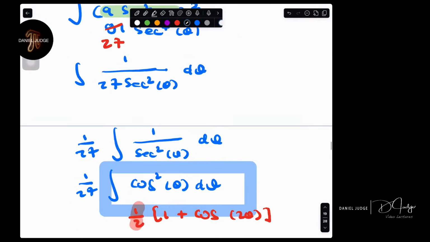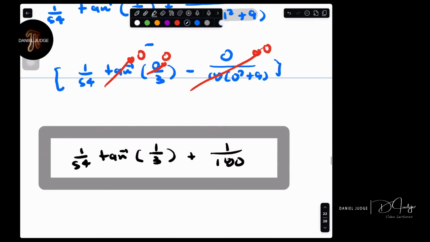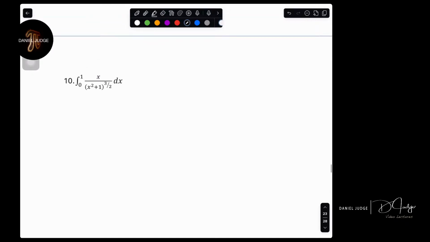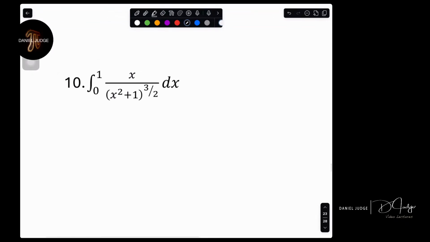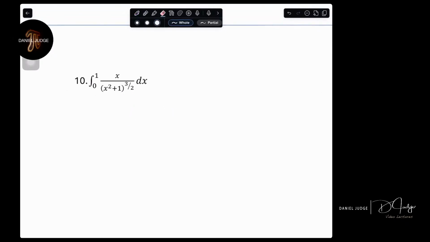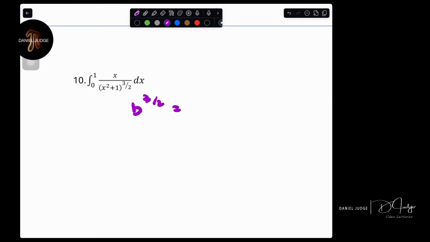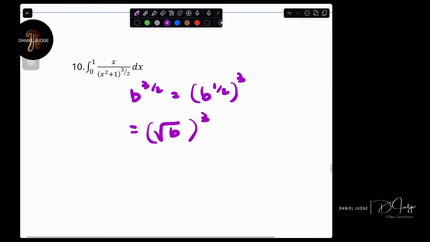Okay, 9. Looks like we have limits again for number 10. We'll apply them at the end as well, but I want to remind you about some algebra here. That you have a base to the 3/2 power. I think we've seen this a few times. So when you have a base to the 3/2 power, that's the base to the 1/2 raised to the 3rd power, which will be the square root of the base to the 3rd power now.